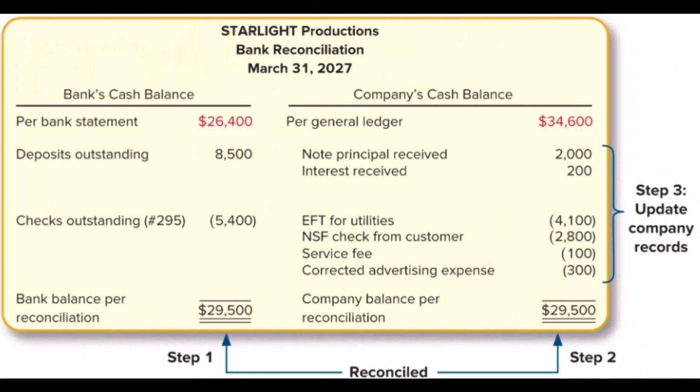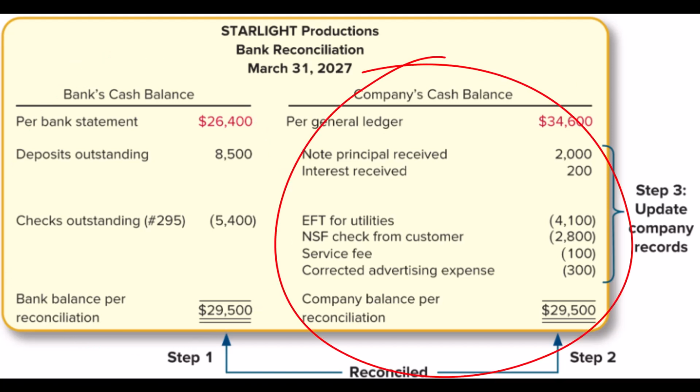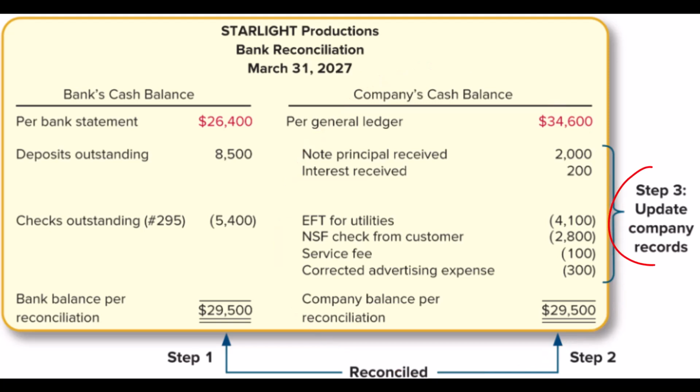A bank reconciliation has three main steps. First, reconcile the bank's balance. Second, reconcile the company's balance. And third, update the company's records. We are going to build the final reconciliation statement piece by piece.